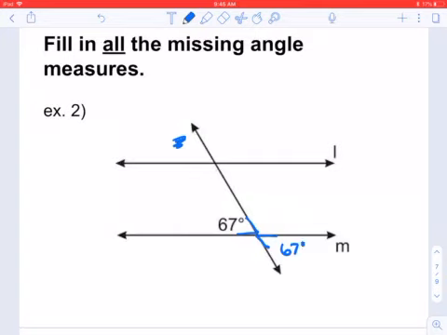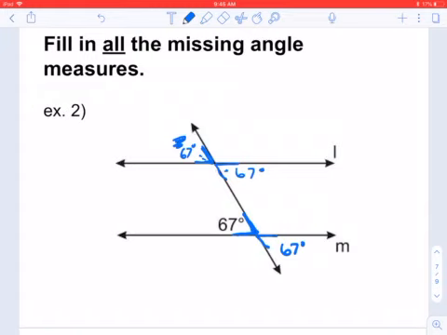Okay, next I'm going to do some more easy ones. I'm going to go to this angle, which is corresponding to this angle. And so I know that this is also 67 degrees. Now I'm going to fill in this angle because it's vertical to this one. So that means this is 67 degrees. So now we have 4 angles that are 67 degrees.